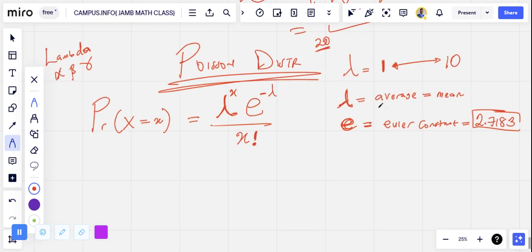So annoying. Guys, I said this Lambda is the average, which is the mean. And I also said that E represents the Euler constant, and that Euler constant is 2.7183. I said you don't need to cram this number. It is on your calculator as well, about two buttons below the switch on button, with shift and ln. The E will surely display. So we don't have any issue with the X, and we don't have any issue with the Lambda.